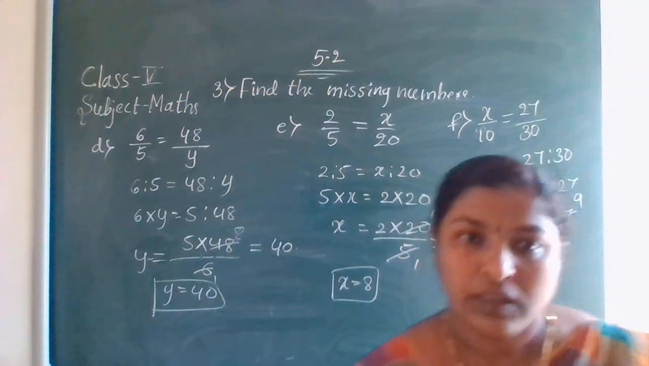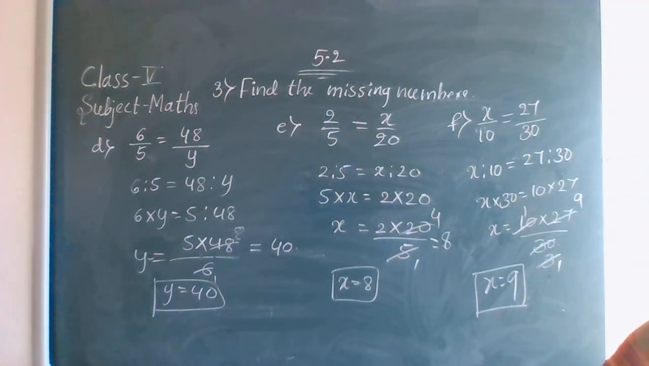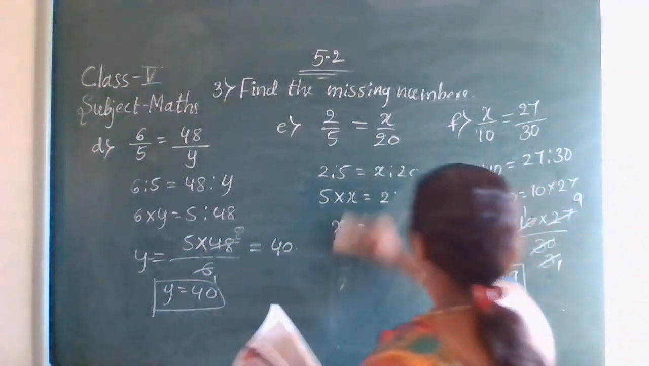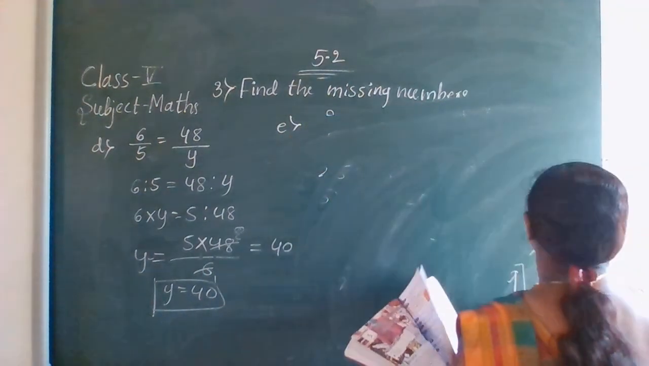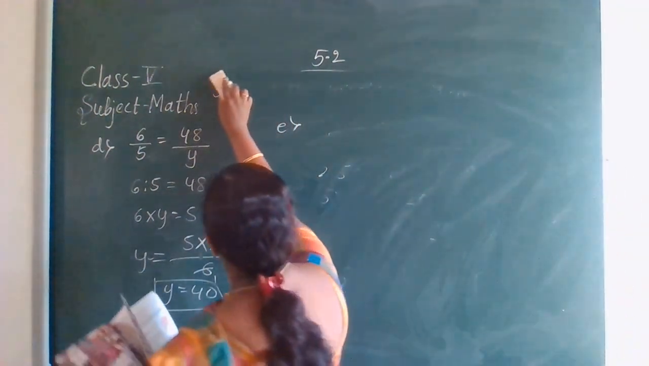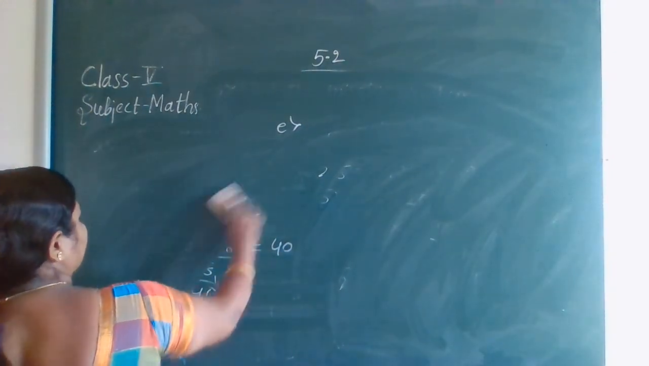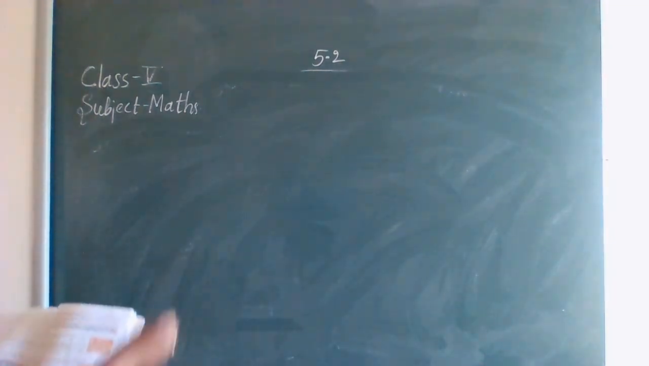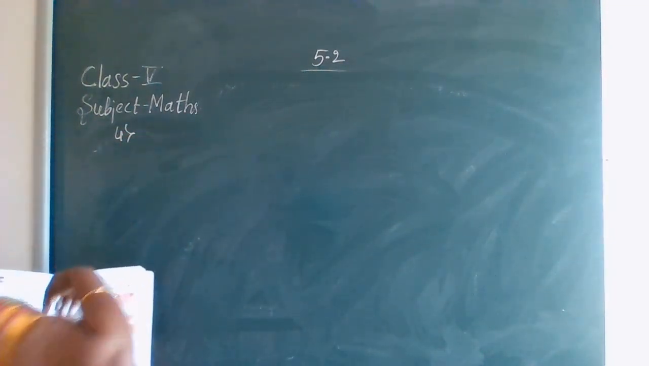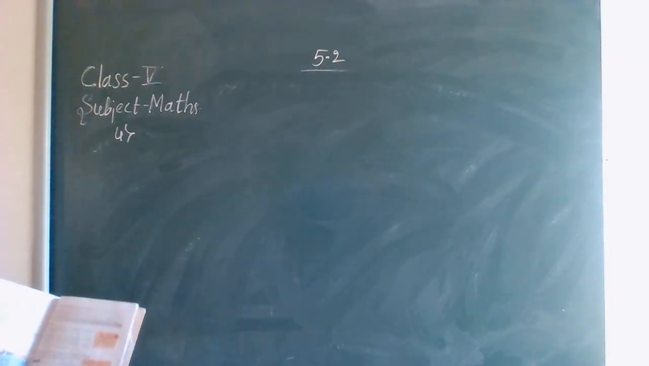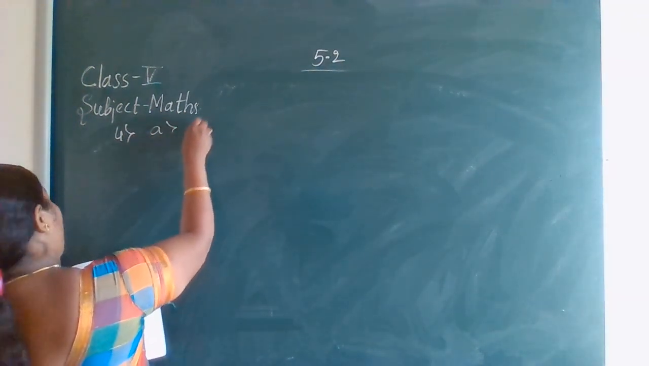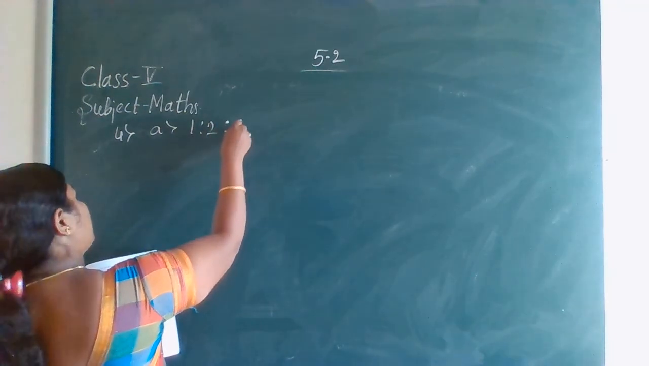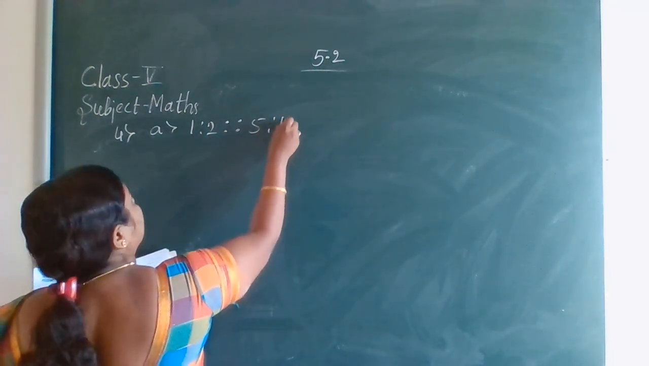Next, fourth question. Which of the following proportions are equivalent? That we need to identify. A. 1 is to 2, proportion of 5 is to 10.